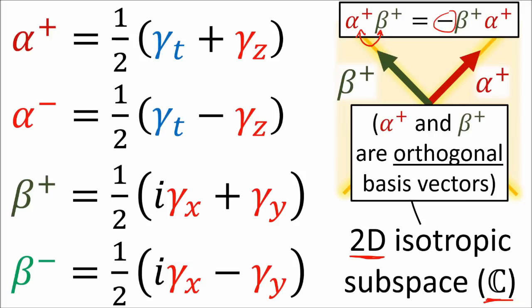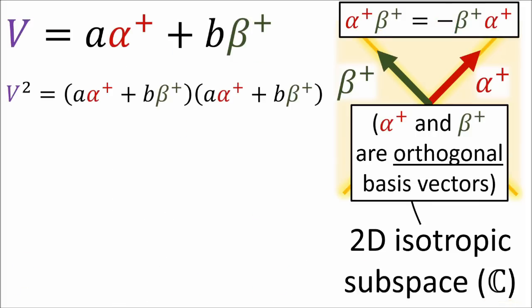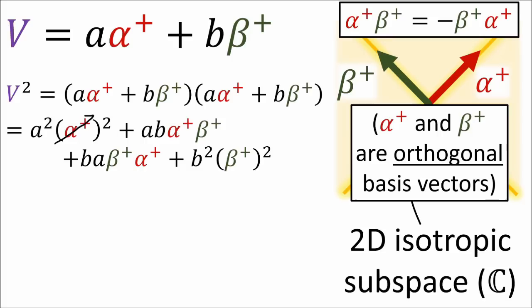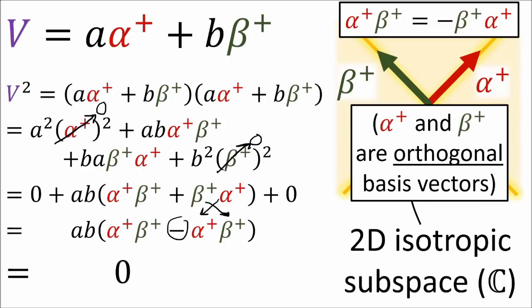The fact that alpha plus and beta plus anti-commute also ensures that every vector in their span is also isotropic. If we take any linear combination of alpha plus and beta plus and multiply it by itself, the outer terms go to 0 because the vectors are isotropic, and the inner terms go to 0 by the anti-commutation property, so we get 0 overall. So this anti-commuting property of the isotropic basis vectors ensures every vector in this subspace is also isotropic, hence the name isotropic subspace.